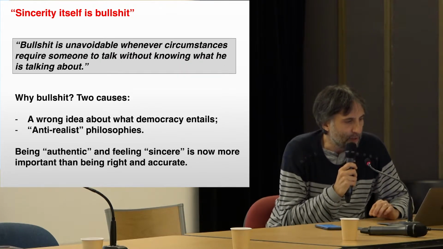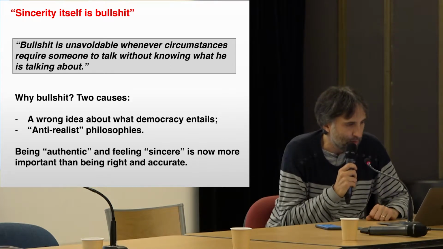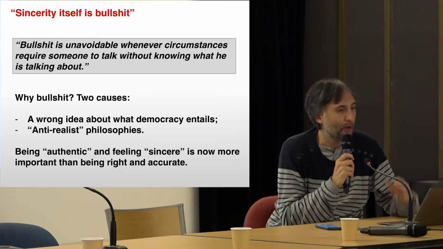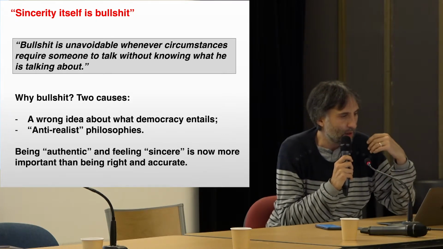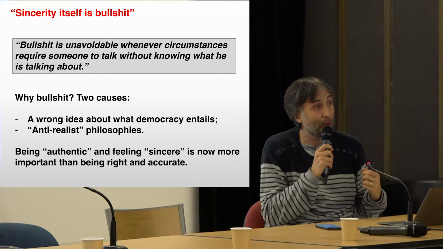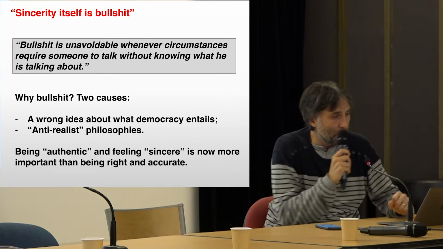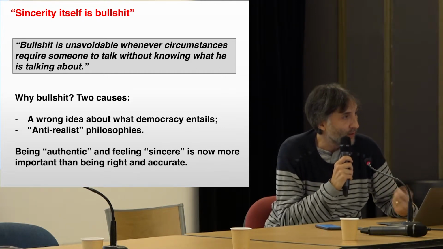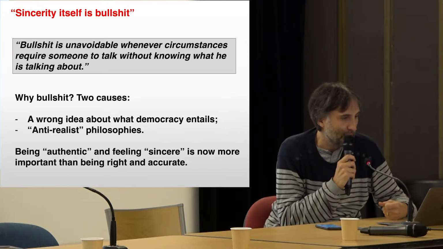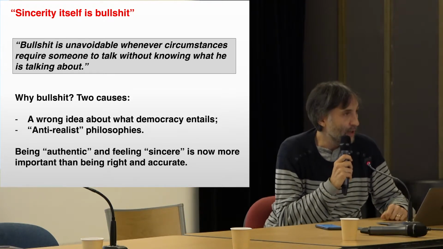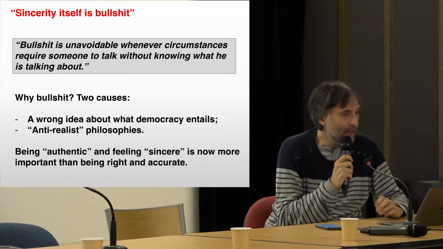And finally, this is a very striking and often overlooked aspect of Frankfurt's essay. The cause of bullshit, according to him, is, well, first of all, on the functional side, bullshit is used and is unavoidable, he says, whenever circumstances require someone to talk without knowing what he is talking about. If you don't know what you're talking about, you don't know whether what you're saying is true, and you don't know whether it's wrong, because you don't know what you're talking about. And if you don't know what you're talking about, then you cannot say the truth, and you cannot lie, so you must bullshit. This is on the functional side.